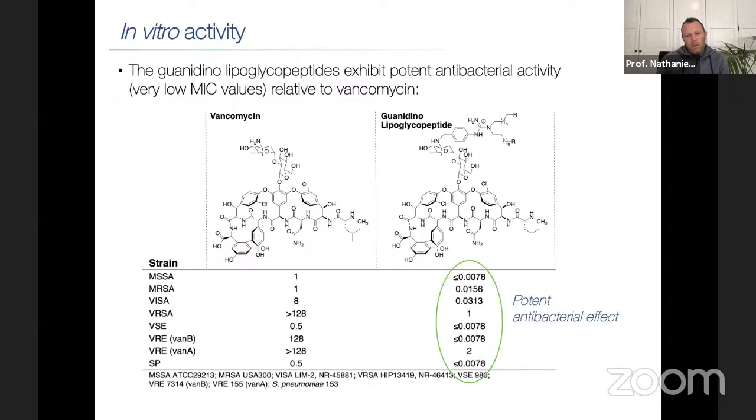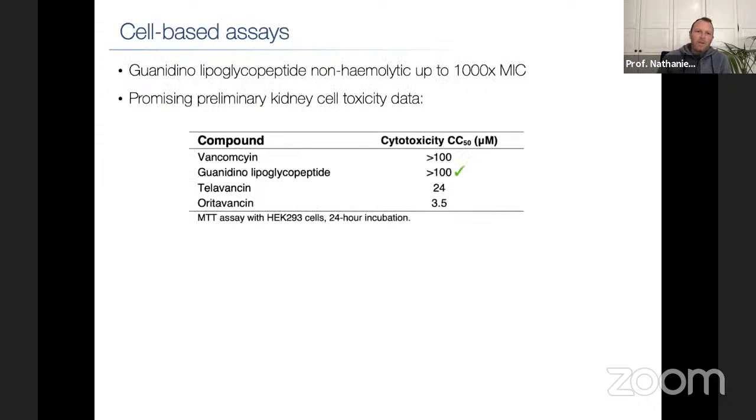But of course, before you get too excited with these types of results, you need to also confirm that this is bacterial specific, that these compounds are not just serving as membrane disruptors, that introducing this group hasn't just made the compounds a more aspecific cell membrane disruptor. And so to do that, you can use some cell-based assays. Most notably, the first thing you do is check the effect of these compounds on red blood cells. And we are happy to see that the guanidino lipoglycopeptides are very non-hemolytic, up to 1,000-fold the killing concentration.